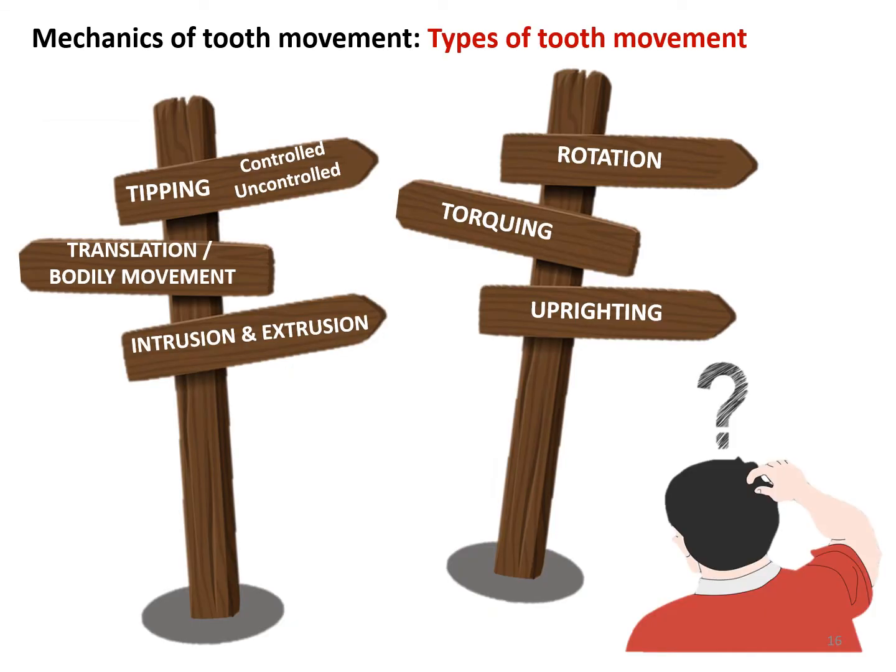So we shall now see what are the different types of tooth movement you come across in orthodontics. So there is tipping, which can be controlled and uncontrolled. There can be translation or bodily movement of a tooth. There can be intrusion and extrusion of the tooth. There can be rotation. There can be torquing and also uprighting. I know it's a little bit confusing. However, I'll try to keep it as simple as possible so that you can get the concept and grasp the idea behind it.